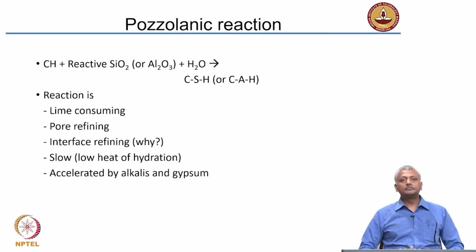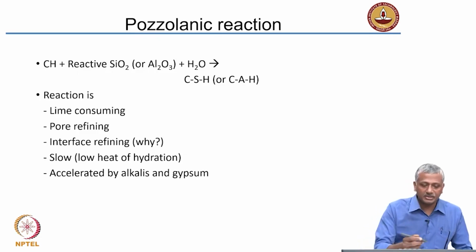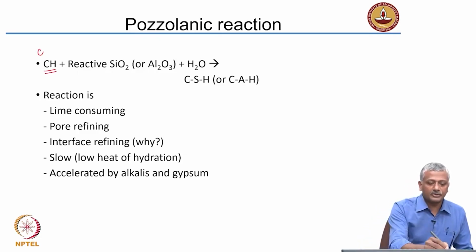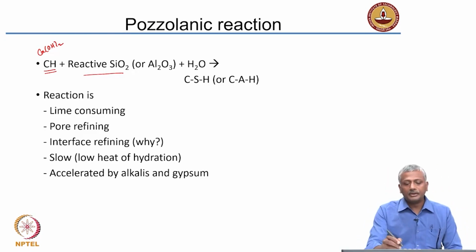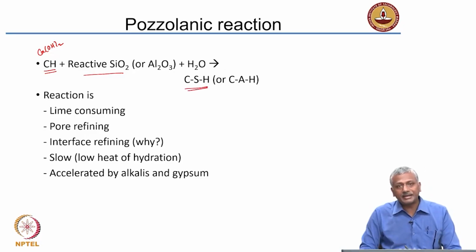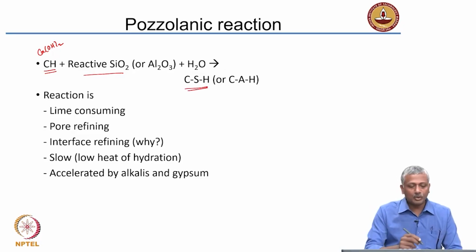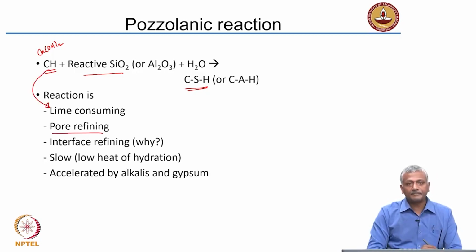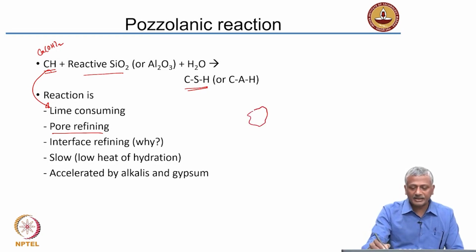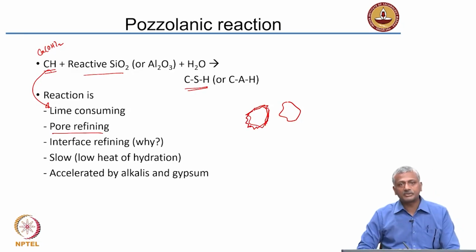Again, just to reiterate, the pozzolanic reaction is the reaction between calcium hydroxide that forms from cement hydration and reactive silica that you get from the pozzolanic material to produce additional calcium silicate hydrate. So, what you are doing is consuming this lime, refining your porosity, and also refining the interfaces. If you consider aggregates, the cement paste around the aggregate is getting a lot denser in the case of a pozzolanic reaction.